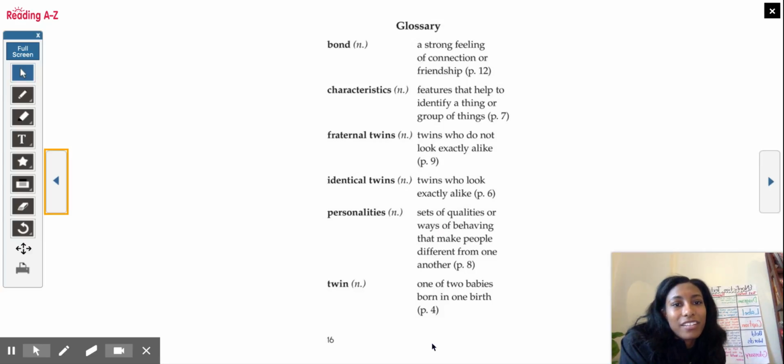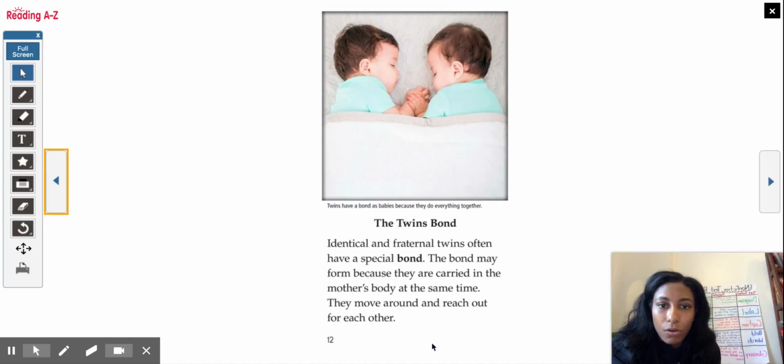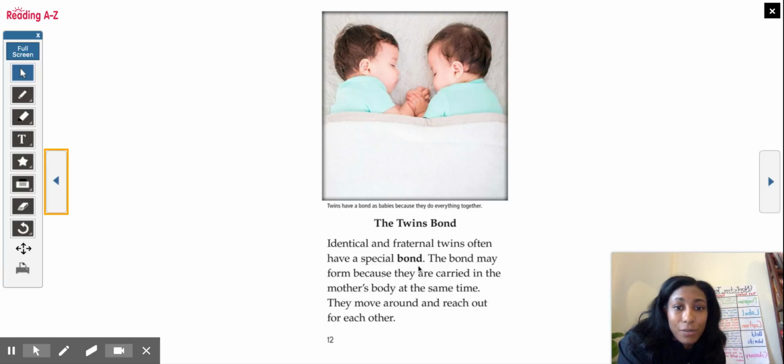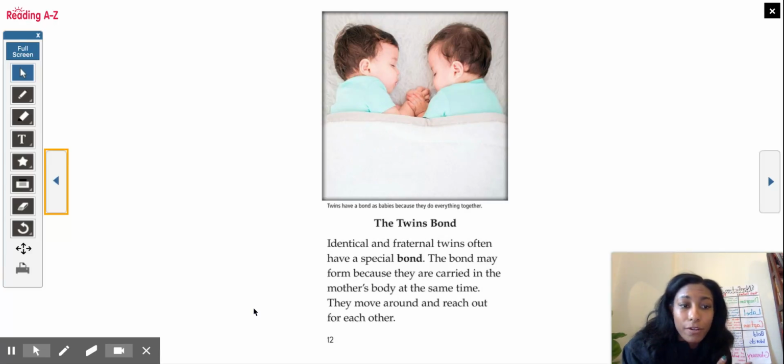Bond, a strong feeling of connection or friendship. So now I know when I'm reading this word, they're talking about a connection or a feeling of friendship between twins. Identical and fraternal twins often have a special bond. The bond may form because they are carried in the mother's body at the same time. They move around and reach out for each other. Now that I went back to the glossary, I'm able to understand this page a lot more. That's because bond was an important word on this page. The glossary let me know that bond means connection or like a friendship between two.